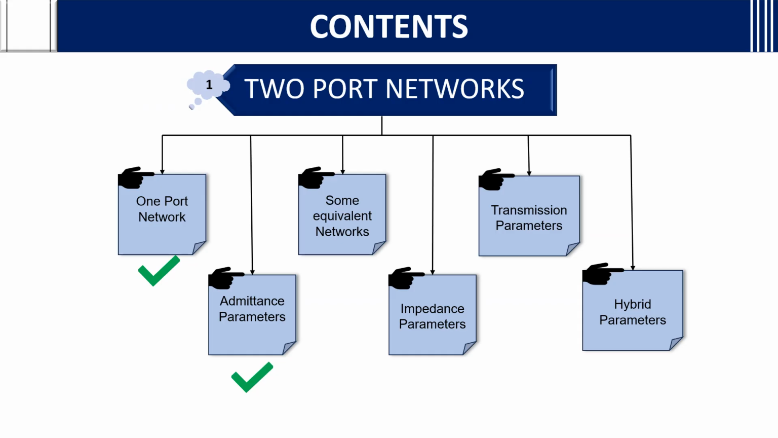We've already seen one port network and admittance parameters. Now we will see some equivalent networks. We have already seen many of the sums from Module 1 till Module 2. There are some equivalent circuits which are one port, two port. So we will see some equivalent networks which we have already studied and done in Module 1, in this topic, and some problems.